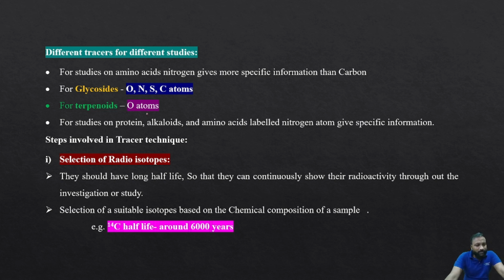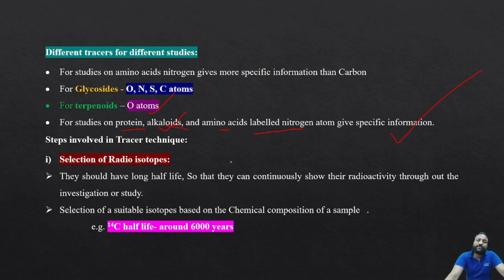And for terpenoids, oxygen atoms are enough. For glycoside, oxygen, nitrogen, sulfur and carbon are required. For studies on protein, alkaloids, amino acids, a labeled nitrogen atom will give the specific information. Yes, they'll ask you like here also. They'll give a direct secondary metabolite.